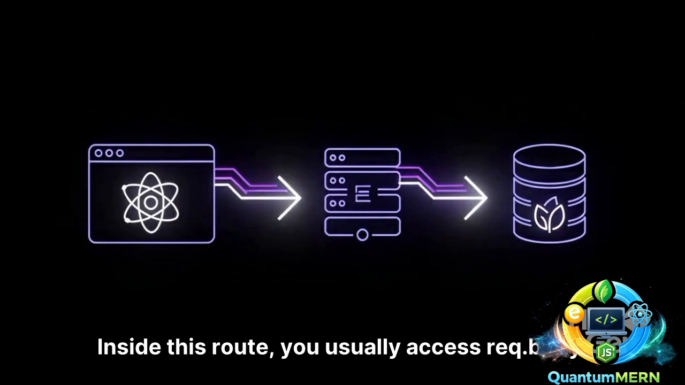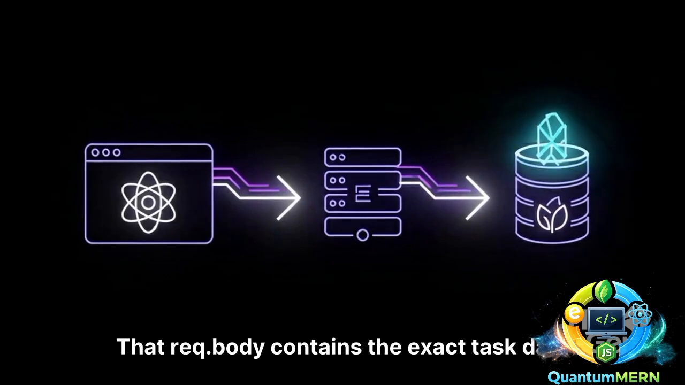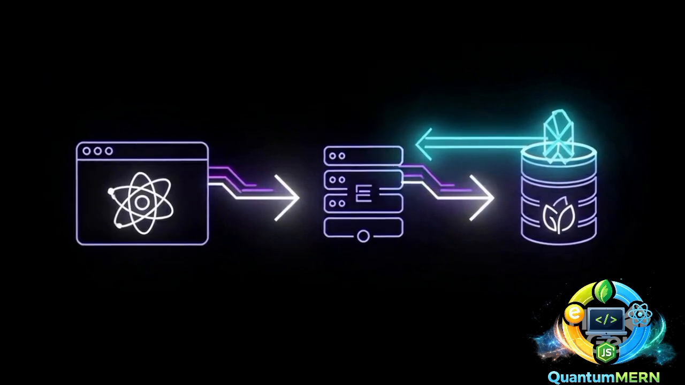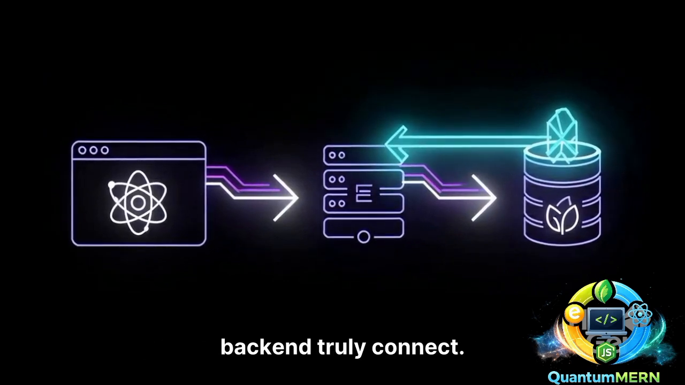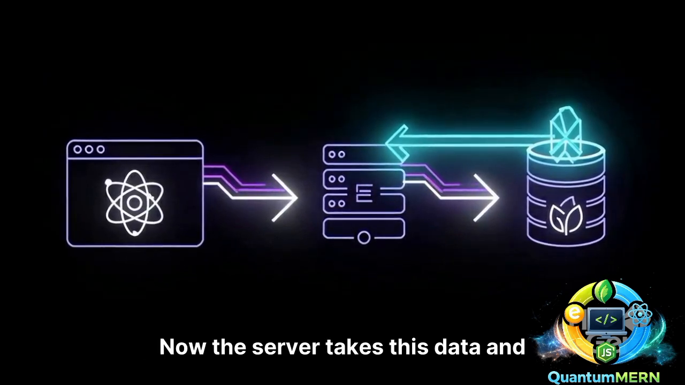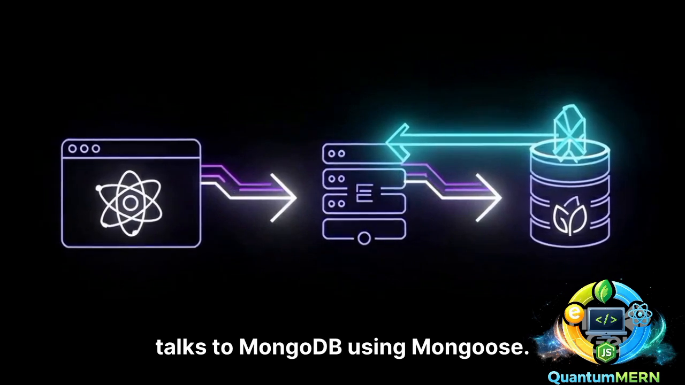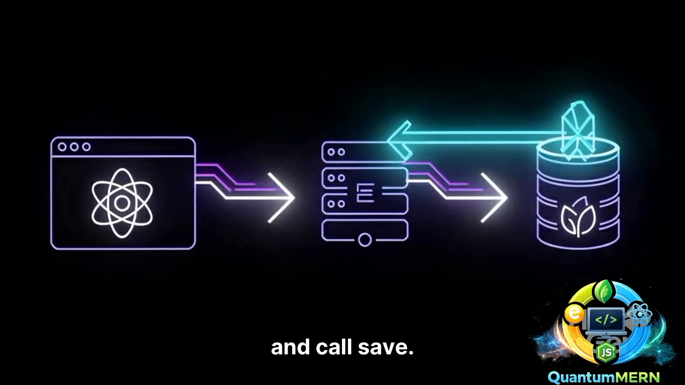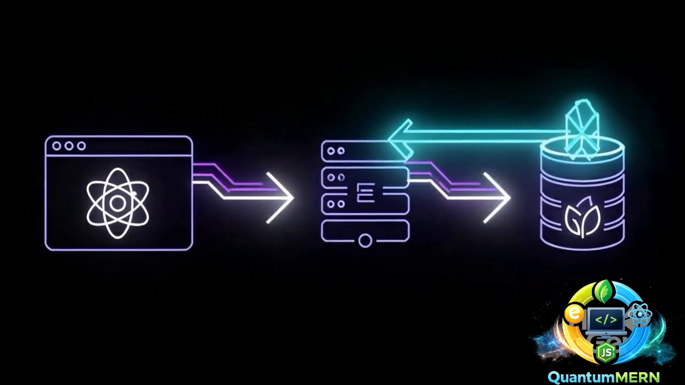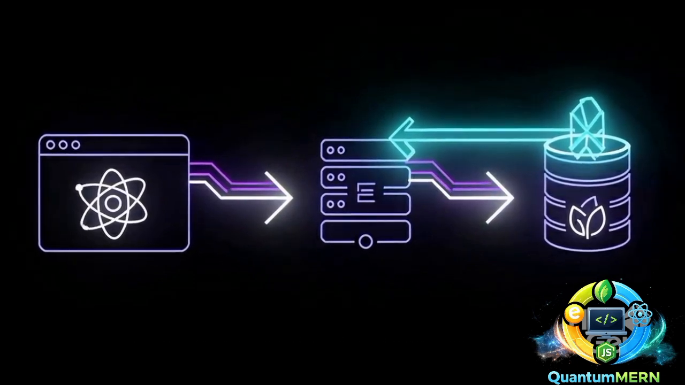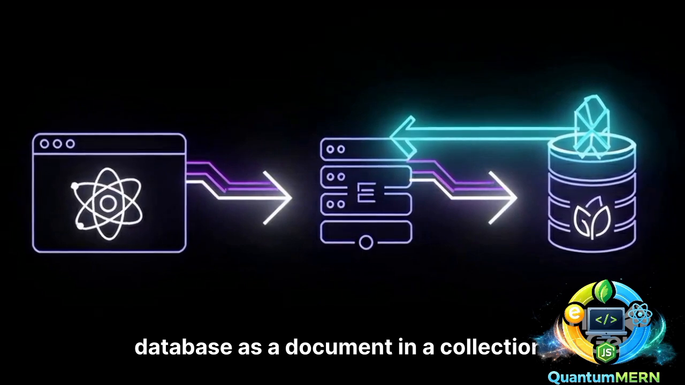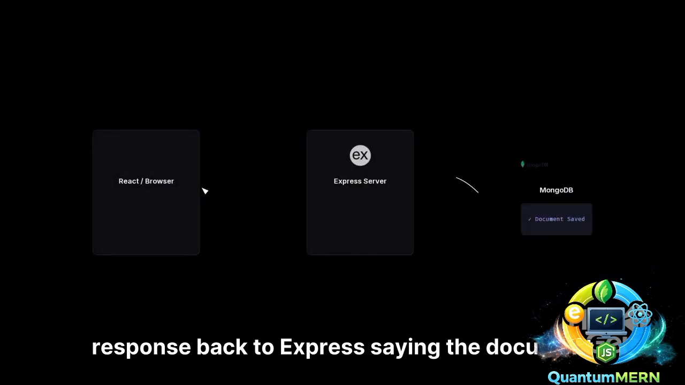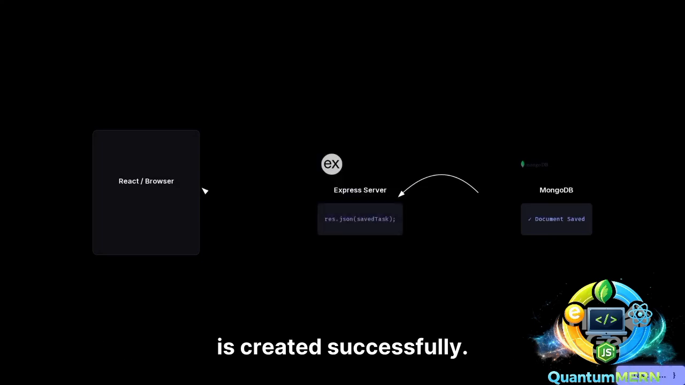Inside this route, you usually access req.body. That req.body contains the exact task data that came from the React app. This is the moment where frontend and backend truly connect. Now the server takes this data and talks to MongoDB using Mongoose. You create a new task model instance and call save. This is where the data leaves your server code and gets stored inside the database as a document in a collection. MongoDB saves the task and sends a response back to Express saying the document is created successfully.